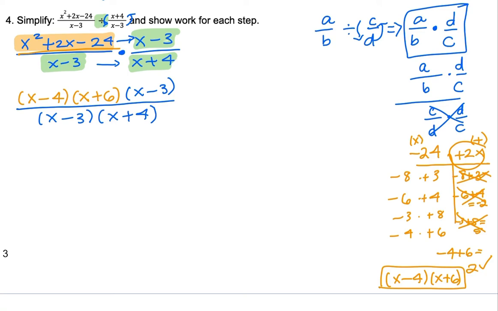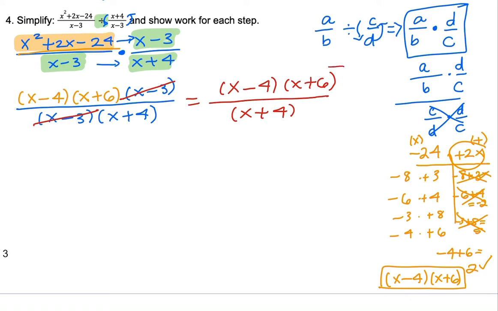So all I have to do now is cancel my common terms in the top and the bottom. And I see that I have an x minus 3 that's the same. And that's literally it. So that means that my final answer here is going to be x minus 4, x plus 6 divided by x plus 4. Okay, and that right there is my answer. Why? Because it says to simplify. And that's all I have to do.